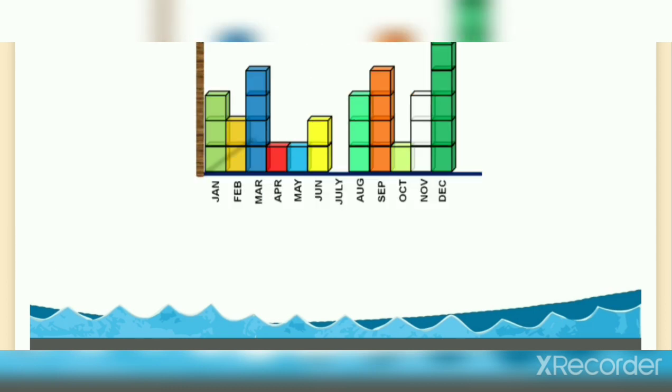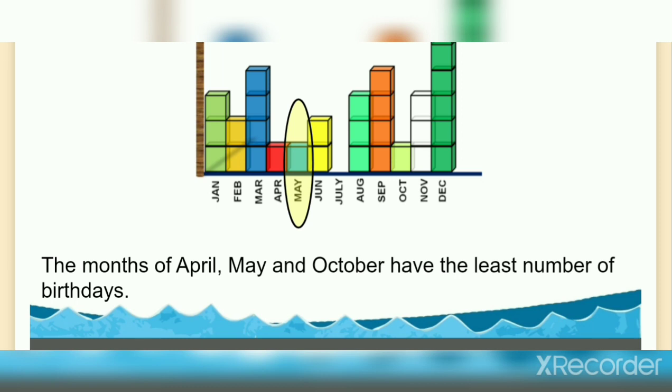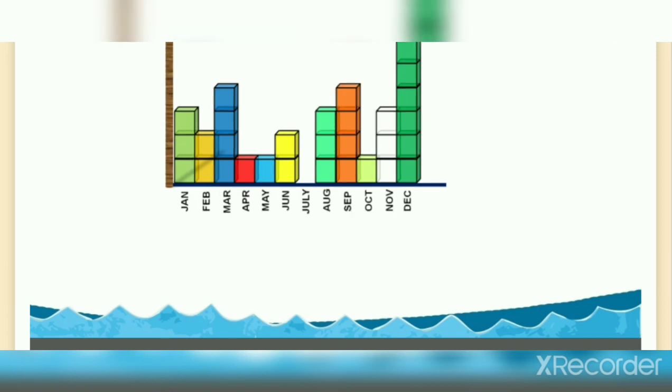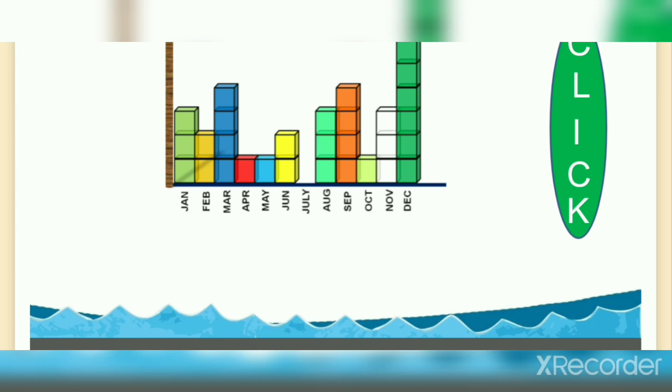Which month has the least number of birthdays? There is 1 block each in the months of April, May, and October. It means that these months have the least number of birthdays. Which month has 3 birthdays? Click for answer.